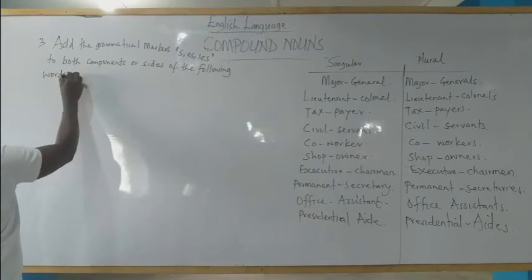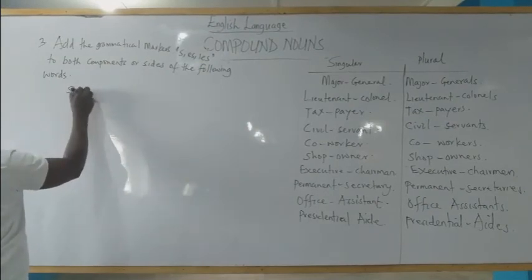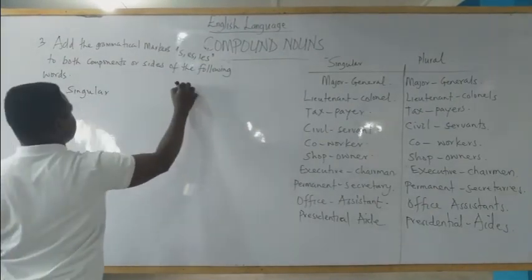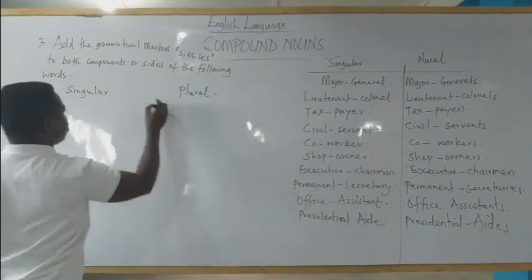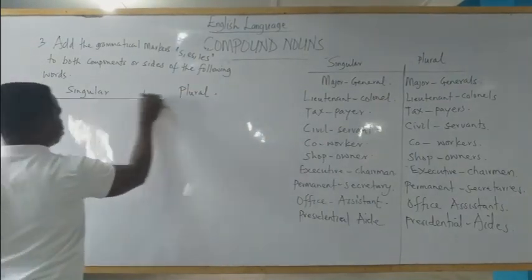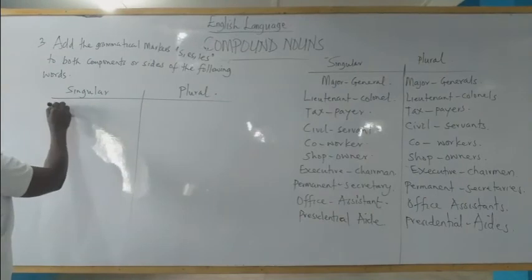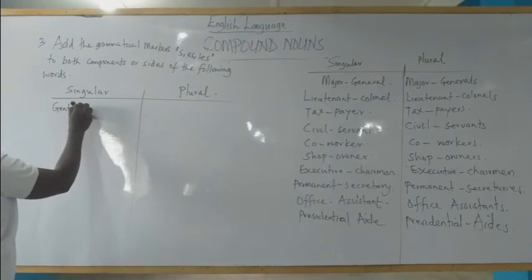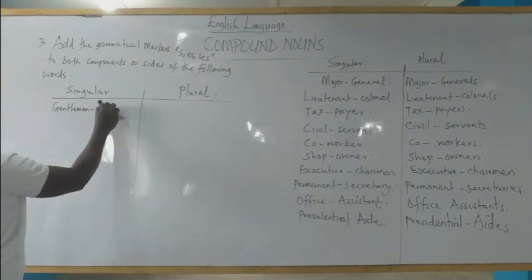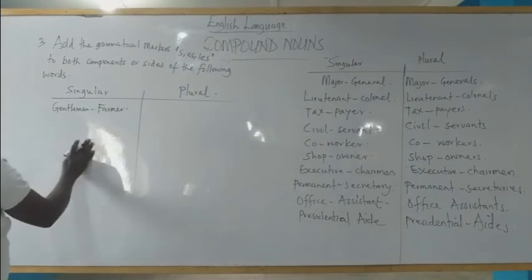What are the words now? We have the singular and the plural form. We have gentleman farmer. That's the first one. We have a gentleman farmer.